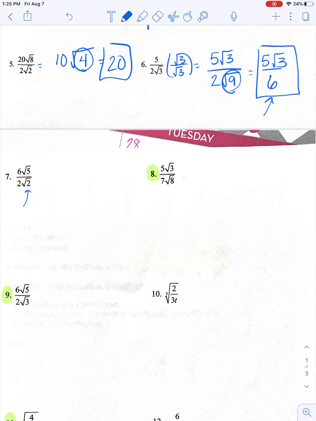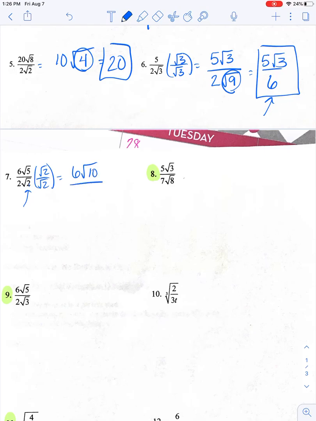Okay, so let's look at number 7. Again, I start straight on the bottom. 2 is not a perfect square. It does not divide into the 5, so I'm kind of stuck with it. So I need to multiply it by something. I'm going to multiply it by another root 2, top and bottom, because that's what makes it legal.